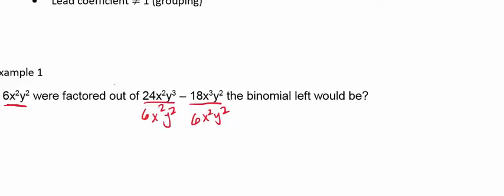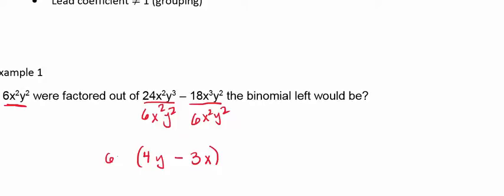Let's see, 24 divided by 6 is 4. The x squareds will divide out, leaving us with 1. Or in other words, they cancel. In this case, y to the first, bring down our subtraction sign. 18 divided by 6 is 3. x to the first. And the y squareds will divide out, in other words, cancel. That's what's going to be left over.